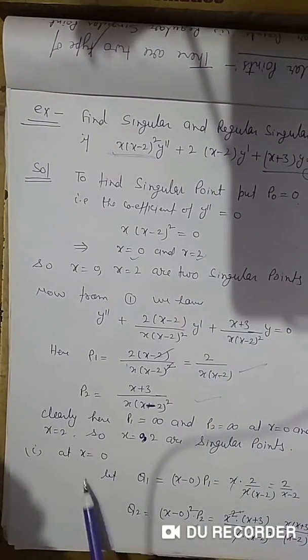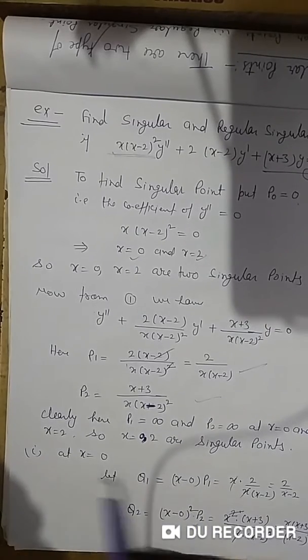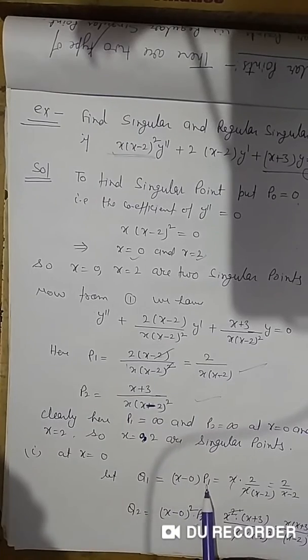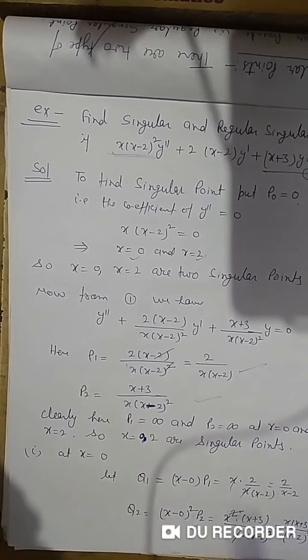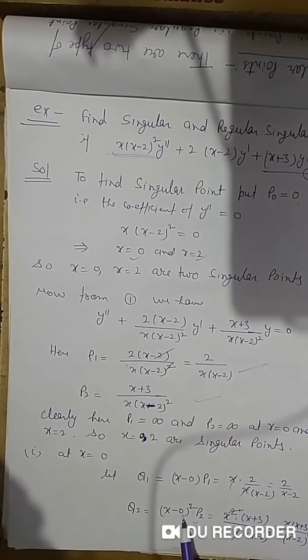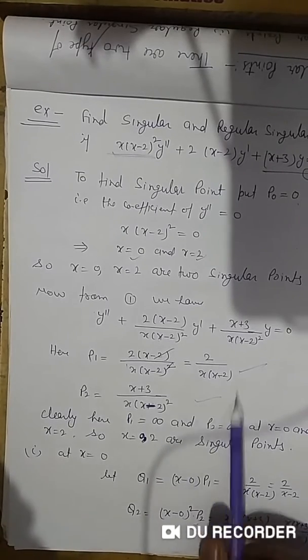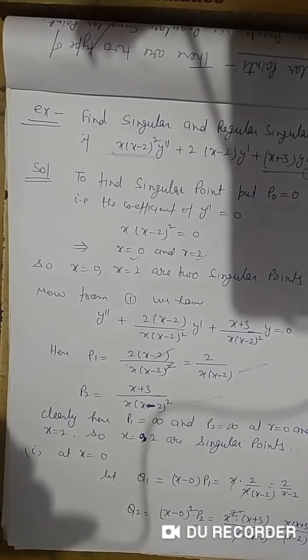So at x = 0, we define q1 = (x − a) p1. What is the value of a? a = 0, so q1 = (x − 0) p1. Putting the value of p1, x will cancel out, and this is equal to 2/(x − 2). Similarly q2 = (x − a)² p2, with a = 0, so this is (x − 0)² p2. Putting the value of p2 here, we get this.